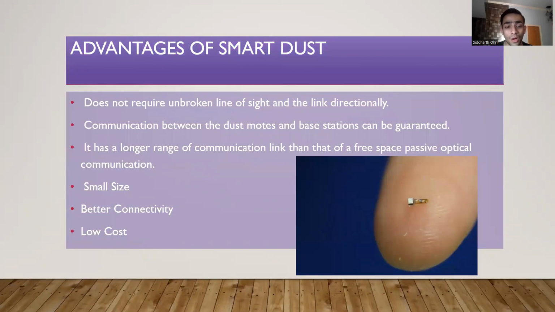As we all know, every coin has two sides. So here we would be discussing the advantages and the disadvantages of smart dust. Smart dust does not require an unbroken line of sight and link directionality. Communication between the dust motes and base stations can be guaranteed. It has a longer range of communication link than that of free space passive optical communication. As we all know, it has small size, better connectivity, and is also cheap, that is low cost.